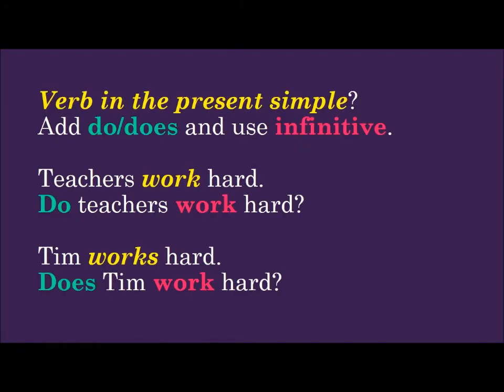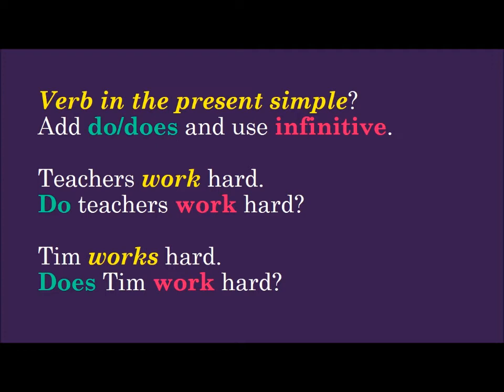Now let's say I have a sentence with a verb in the present simple. What do I have to do in order to make it a question? Well, I simply add do. For he, she, and it, I add does, and then I use the infinitive of the verb given. Let's take a look at the examples here.